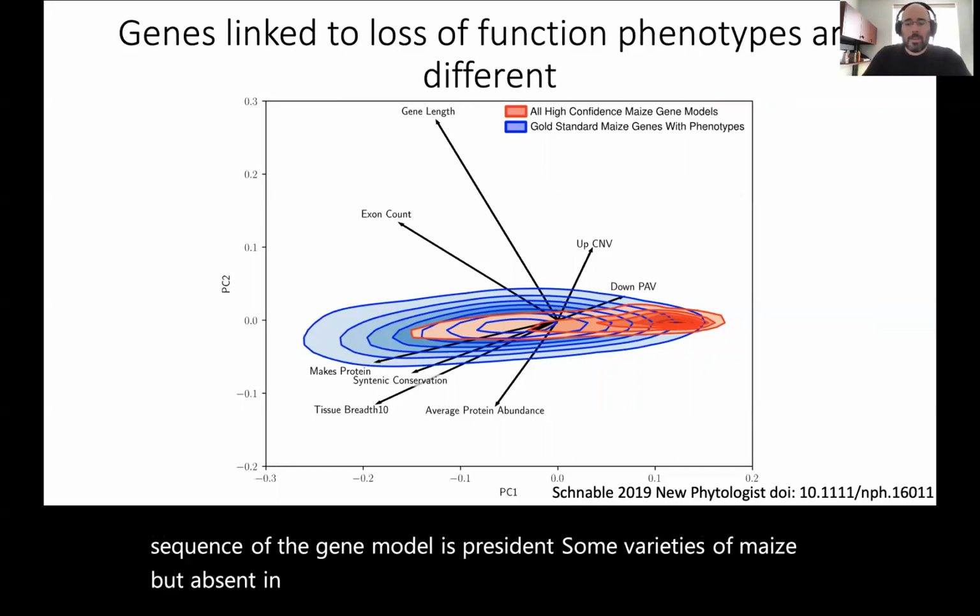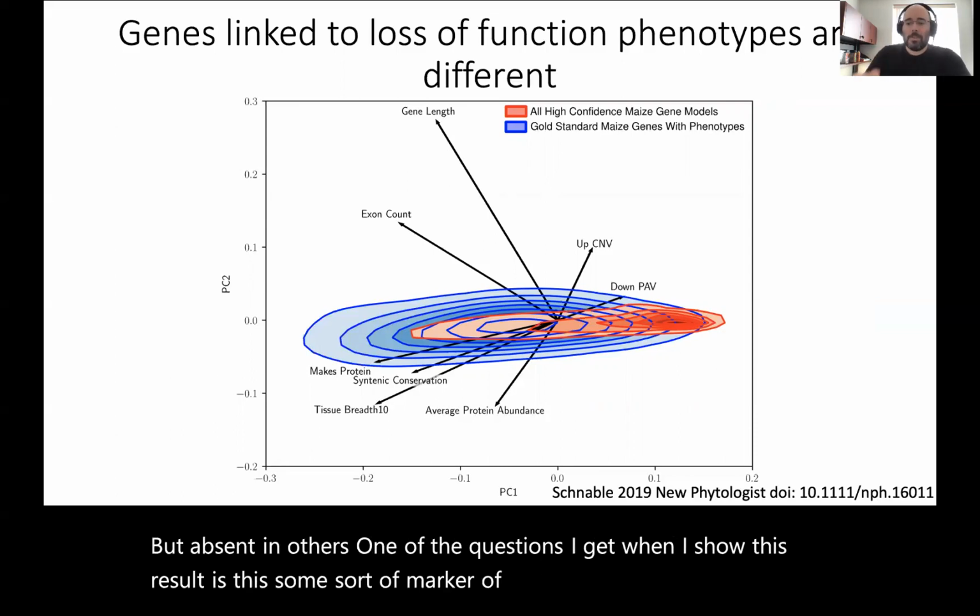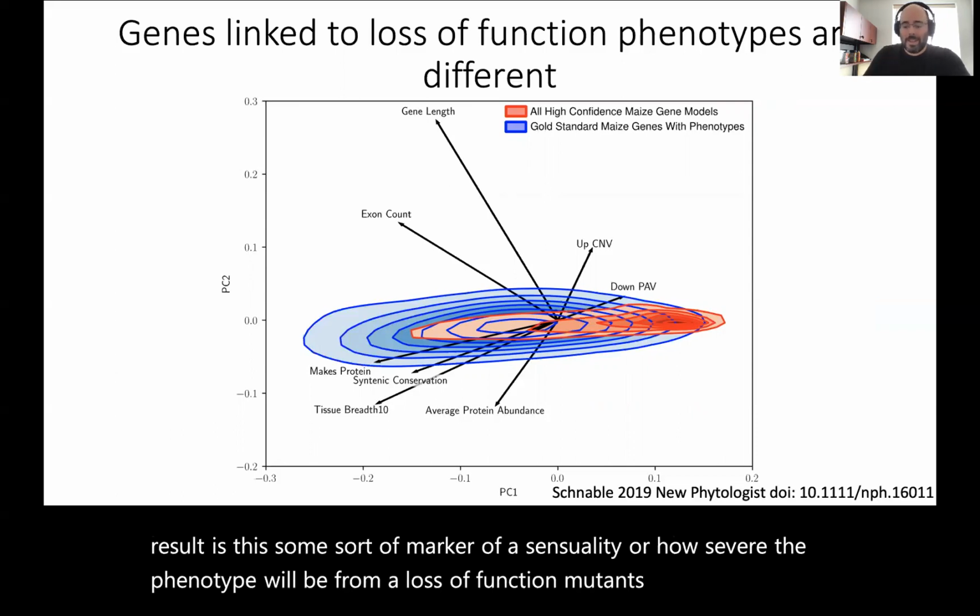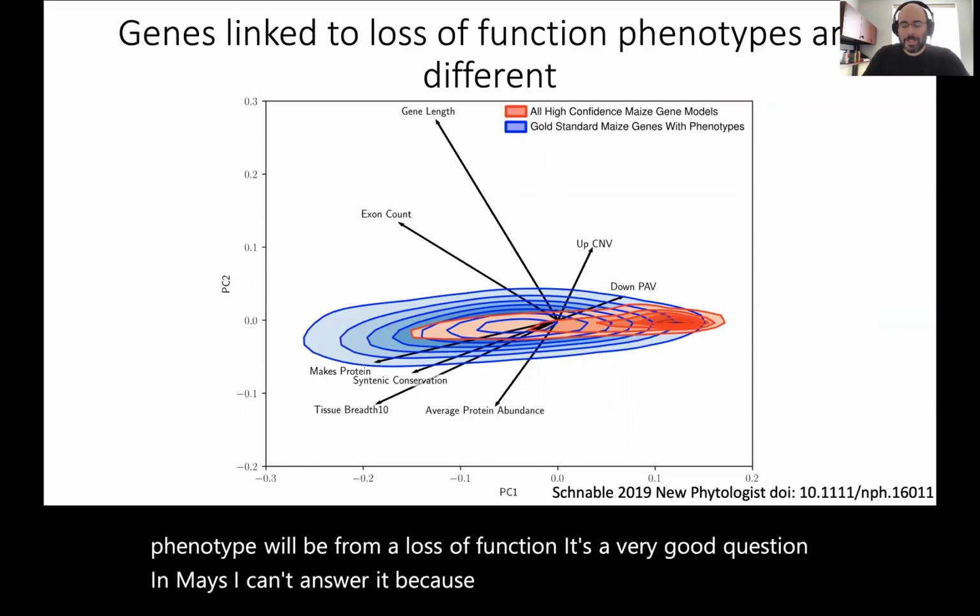One of the questions I get when I show this result is, is this some sort of marker of essentiality or how severe the phenotype will be from a loss of function mutant? It's a very good question. In maize, I can't answer it because we only have about 100 of these genes to work with.